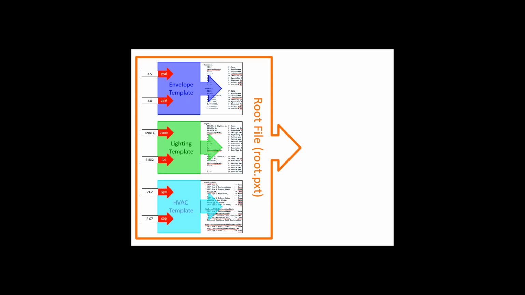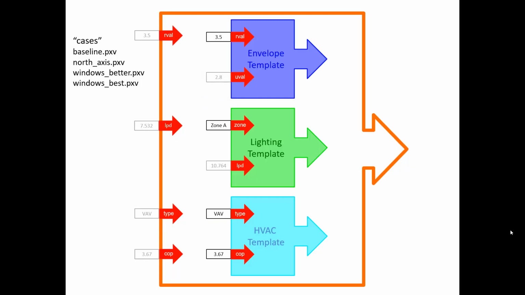So to add another layer of complexity and to enable this parameterization of creating many different versions of the same model, we have our root file, but then we can also have cases. And in the example project, it comes with these cases. There's one called baseline.pxv, one that's called North Axis, Windows Better, and Windows Best. And these were created by default in the first video when we just composed all the models and then we ran them all. So we have these 4 cases that were created automatically.